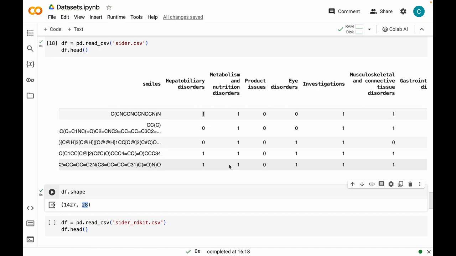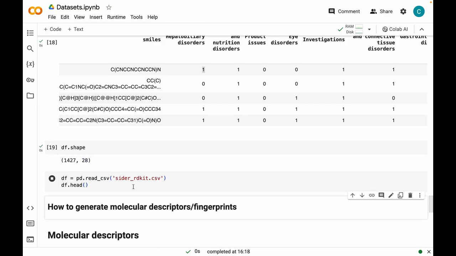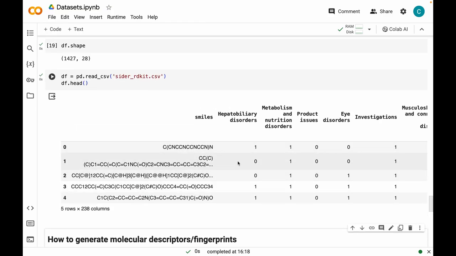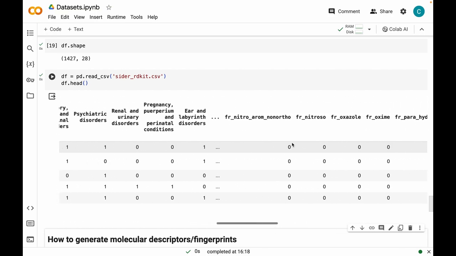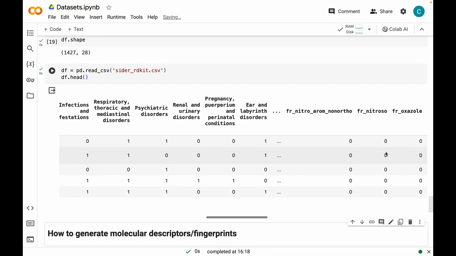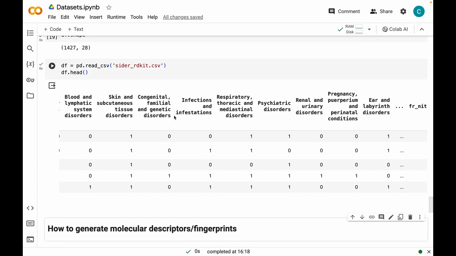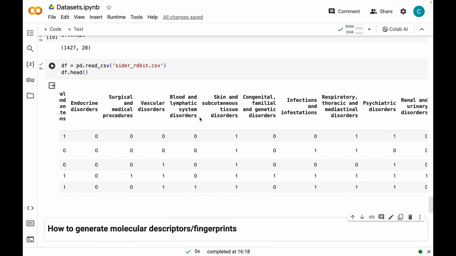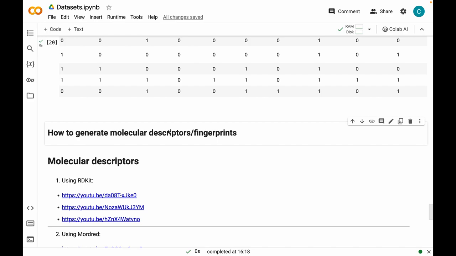Now again, you can guess by now I have the RDKit descriptors here. So let's just first run this file and see our descriptors. So we have the SMILES strings, 27 side effects, and the molecular descriptors. So what you can do is use these descriptors as your features and these side effects as your target, and it could be a great classification problem.